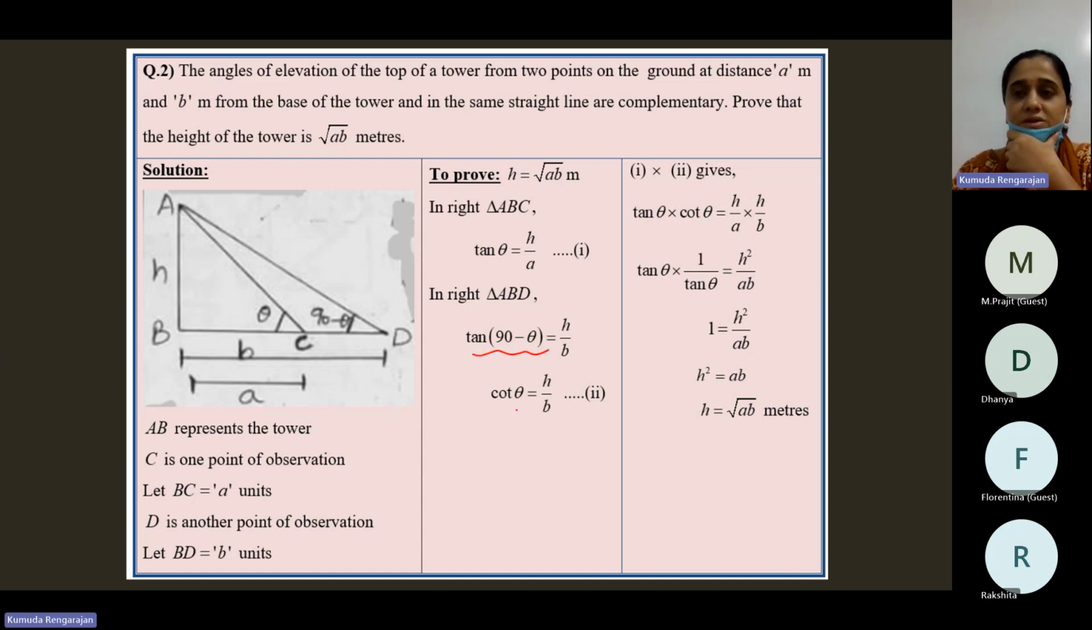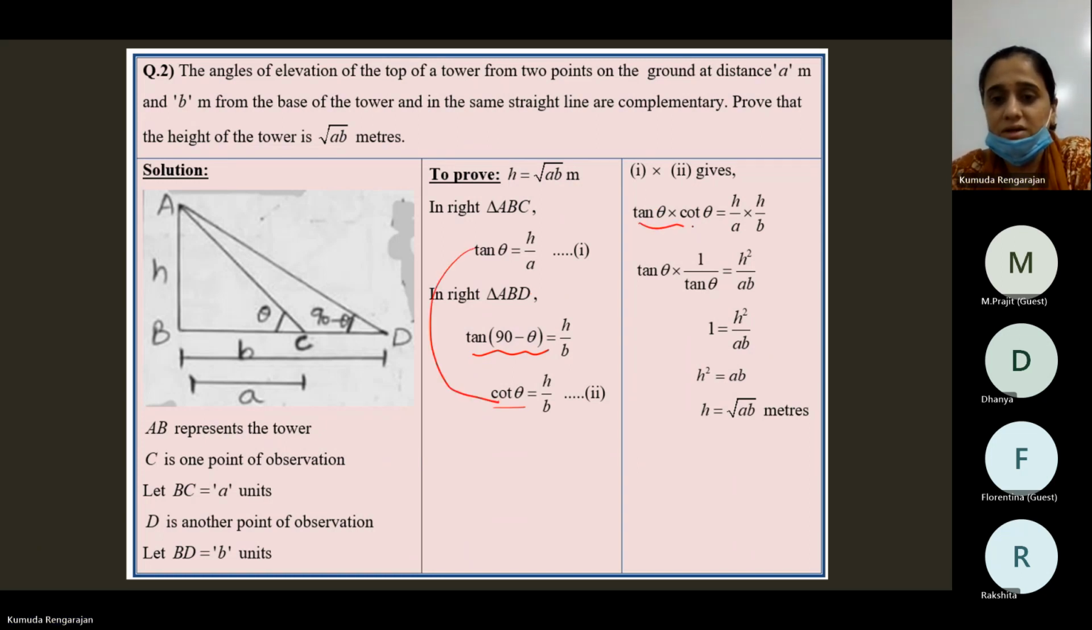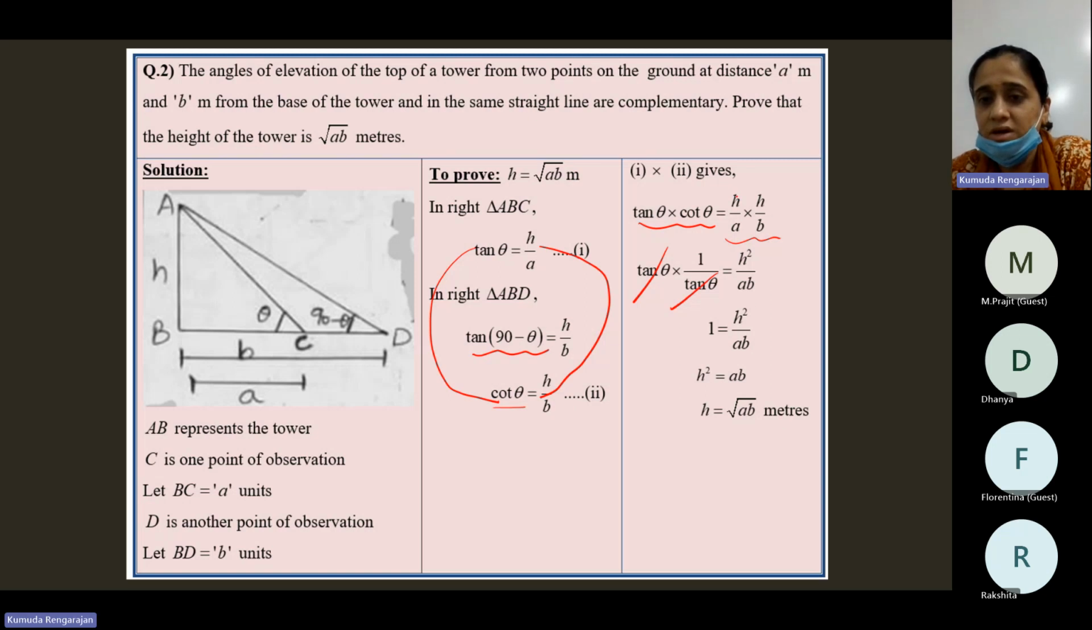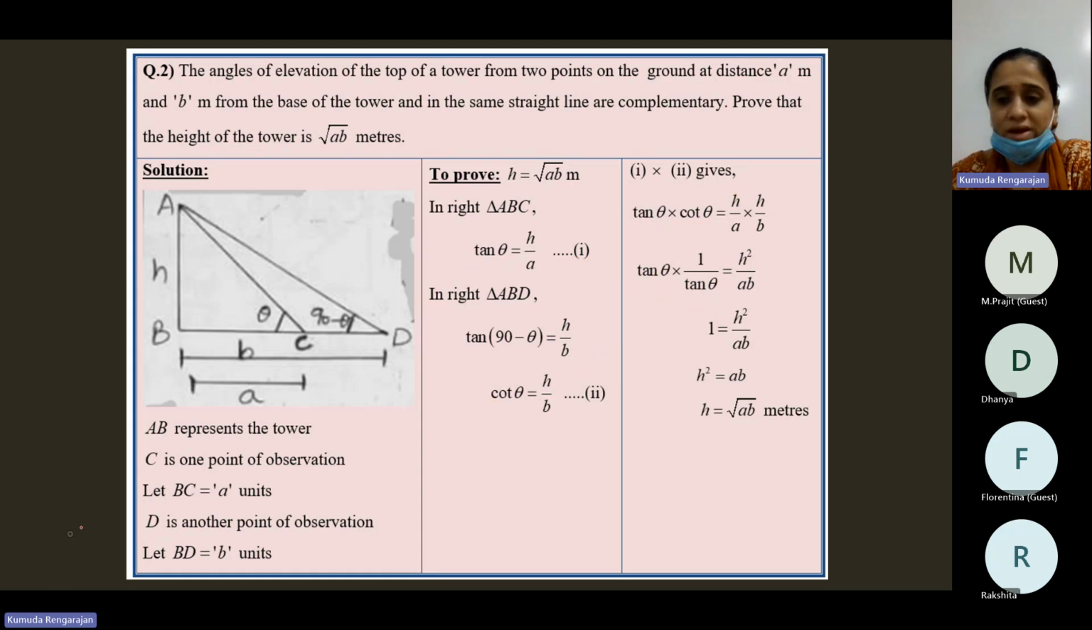So tan 90 minus theta, using the concept of complementary ratios, is cot theta. Now multiply the two equations you have. Multiplying means multiply the LHS, multiply the RHS. So tan theta into cot theta is equal to H by A into H by B. You know that cot theta is 1 by tan theta, right? So tan and tan get cancelled. So we have 1 is equal to H square by AB. On cross multiplying, you get H square is equal to AB, or H is equal to square root of AB meters.